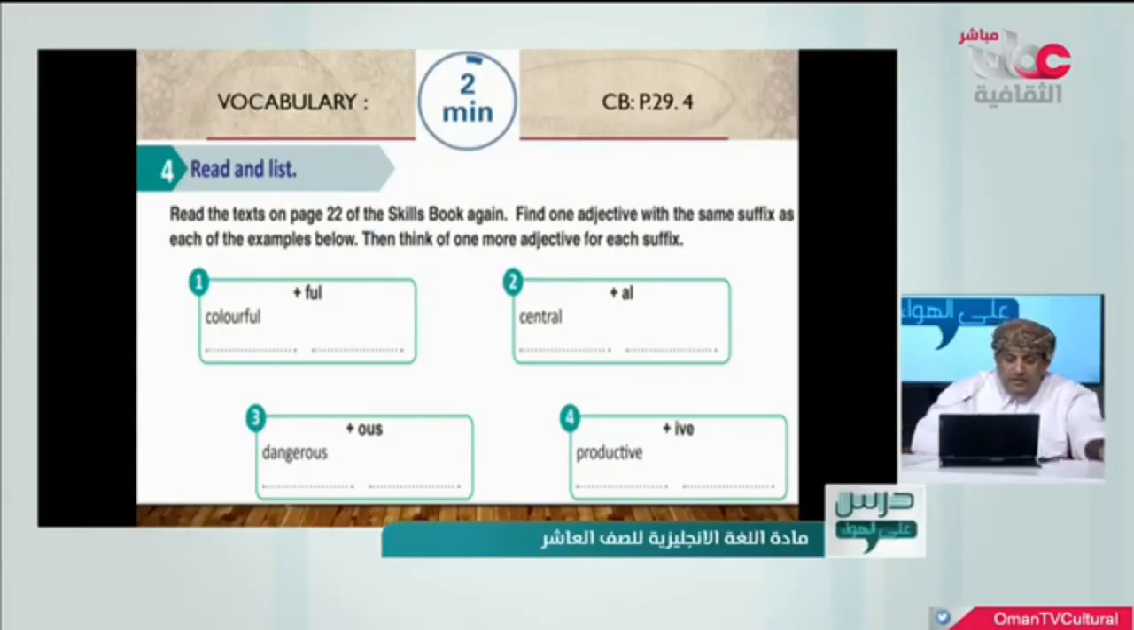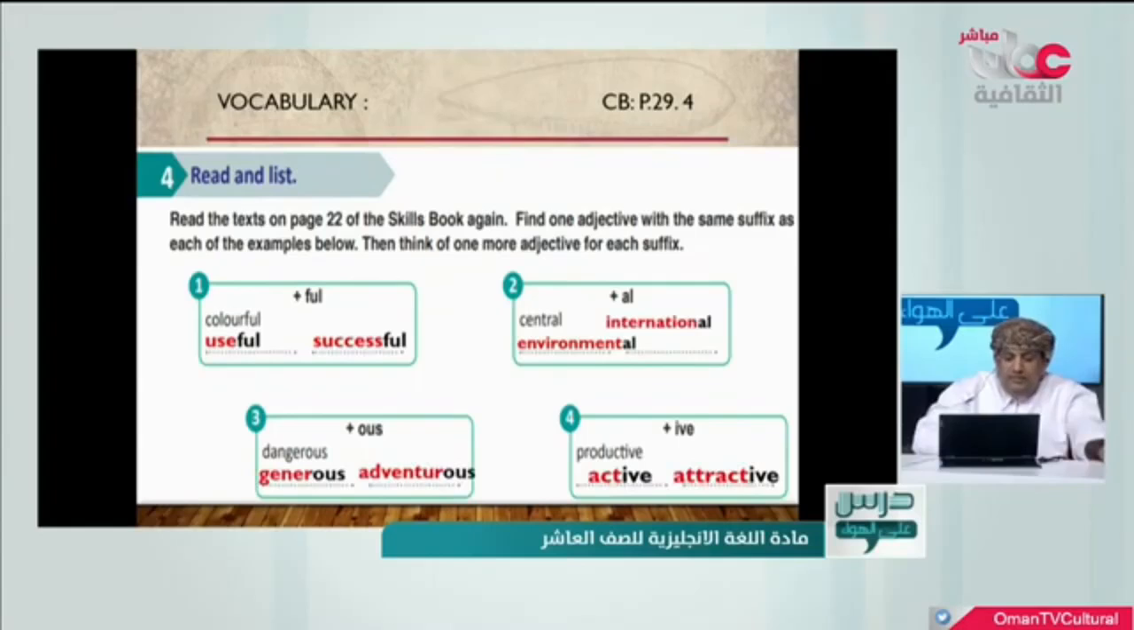Okay, finish. Now let's do it together. For example, adjectives with the suffix -ful: full, useful, successful, and they give us the word colorful. Central for -al: environmental and international. Here, -ous: dangerous, generous, and adventurous. Here, the suffix -ive, for example, active and attractive. I want you to write it quickly because we don't have time. Just write it quickly.